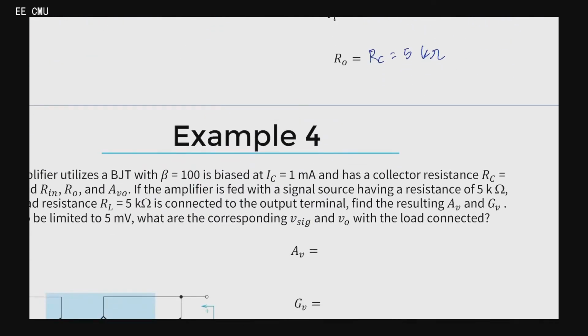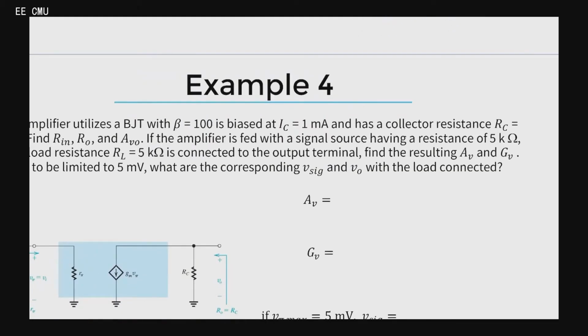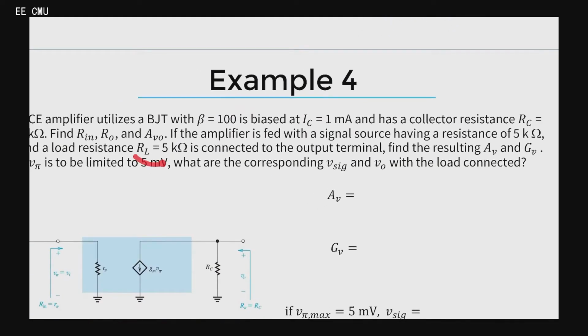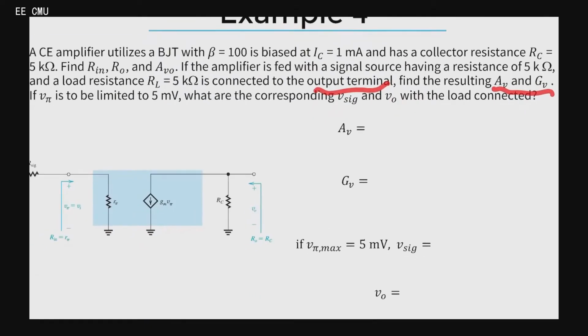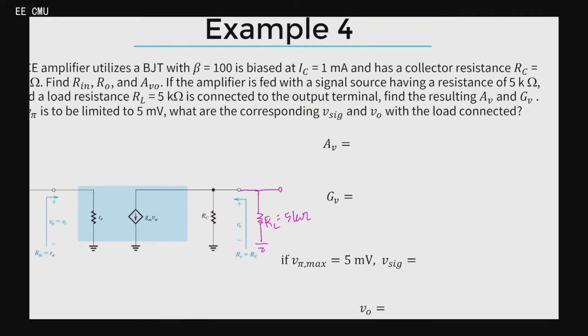There are still other parts we need to find. The problem statement instructs us to connect a load resistance of 5 kilo ohms at the output terminal and then find both AV and TV. Now, connecting that load to the output terminal looks something like this in our circuit diagram, which has a value of 5 kilo ohms, right? So what is the gain value?